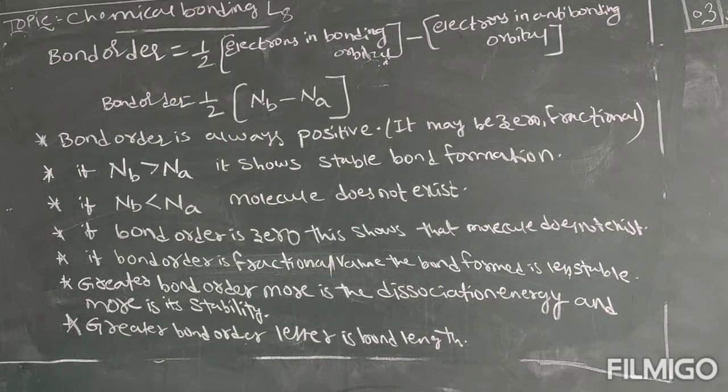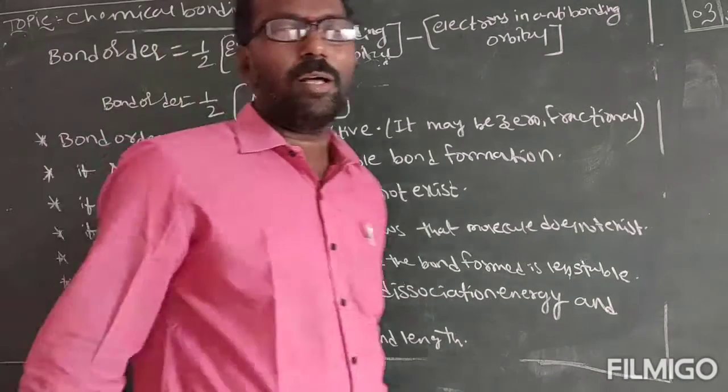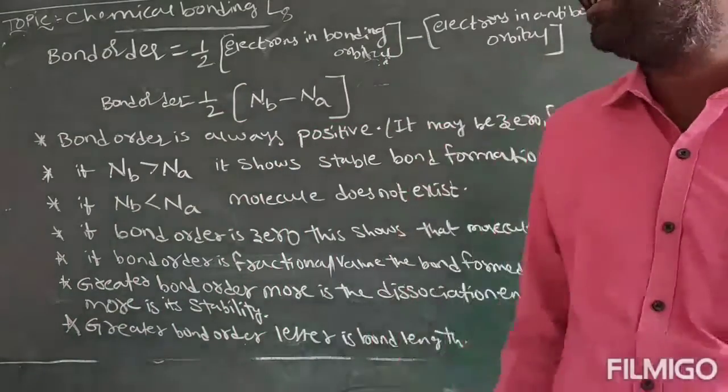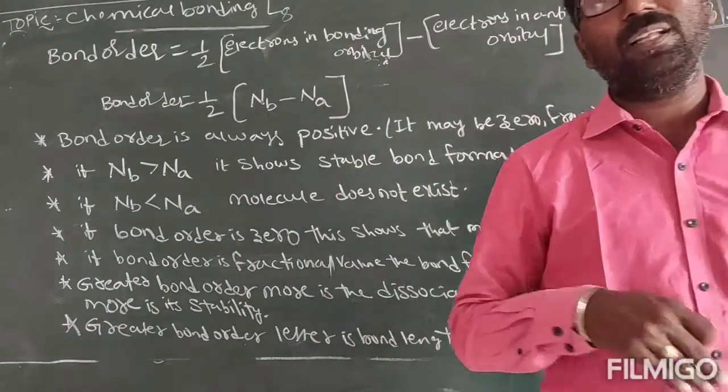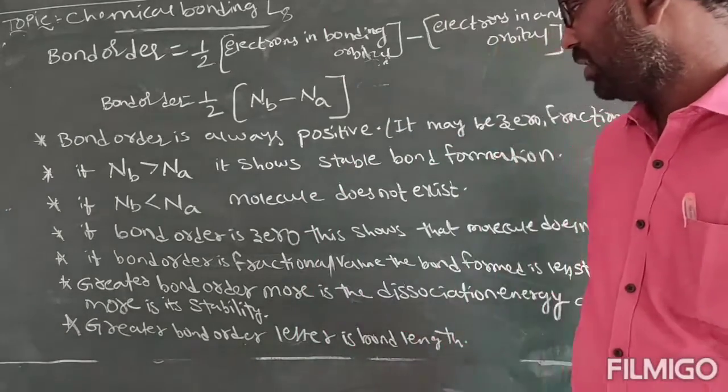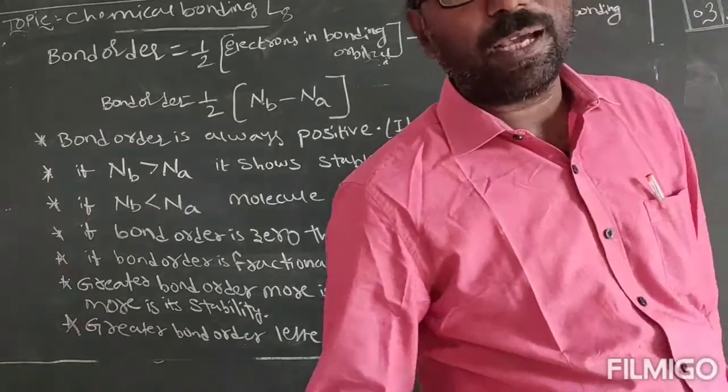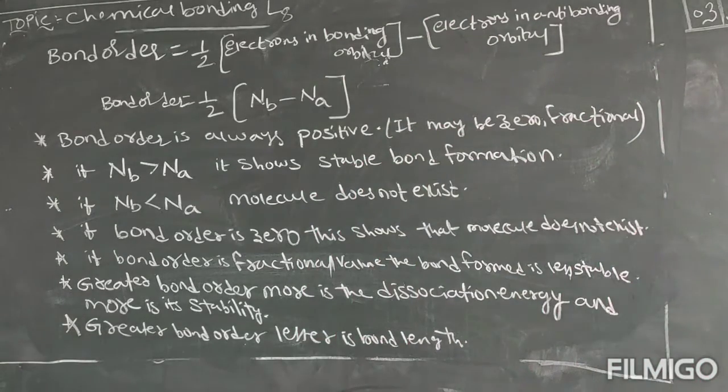So you should be able to calculate the bond order for a given molecule. Then you can suggest whether it is stable or unstable, how the bond length will be and how the stability will be, everything. So please make a note of all these points.